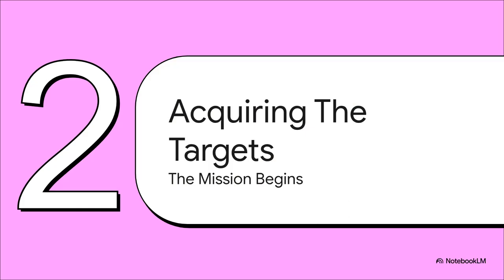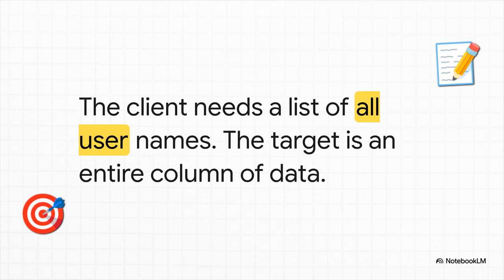All right, fundamentals are down. Now it's time for Raghav to actually start the mission. We're going to follow along as he tackles each of the client's requests one by one, using the perfect tool for each job. So first up, the client has a really straightforward request. They want a list of every single user's name from the dataset. The target is clear, an entire column of data.